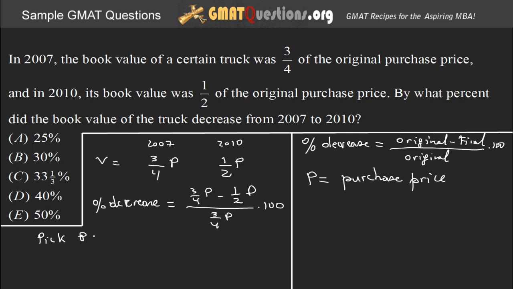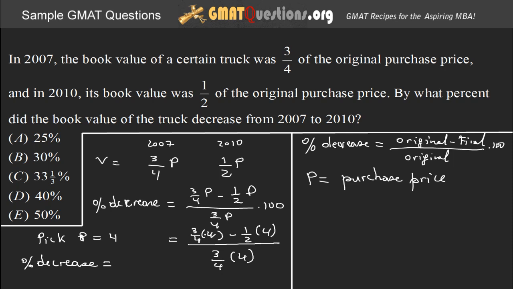Okay. P equal 4. And then we have 3/4 of 4 minus 1/2 of 4 divided by 3/4 of 4. Okay? So clearly, what is 3/4 of 4? 3 here. This is a 2 over 3. Let's continue here on the right side.